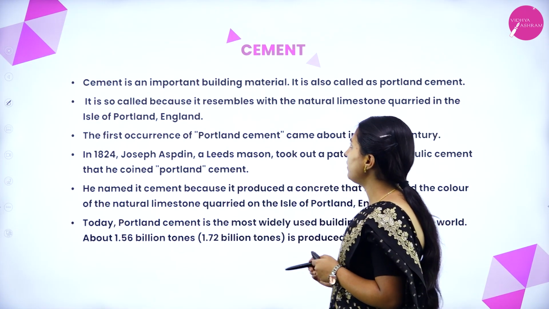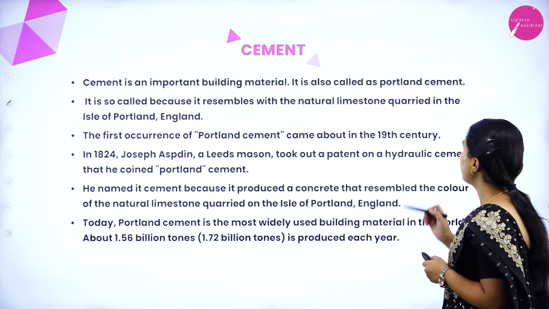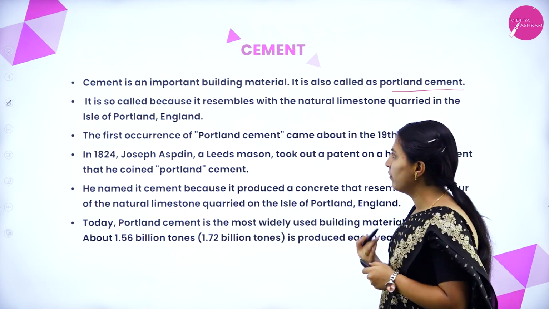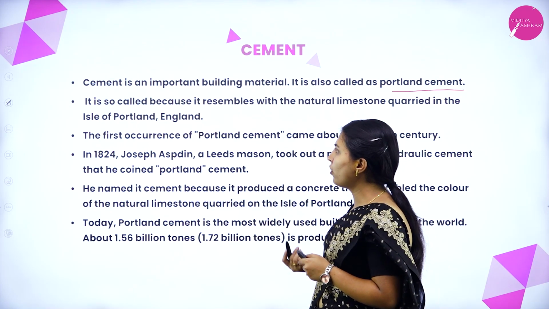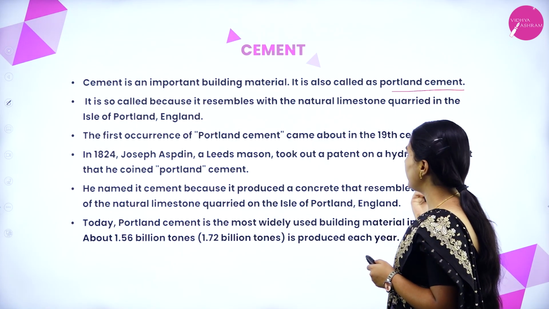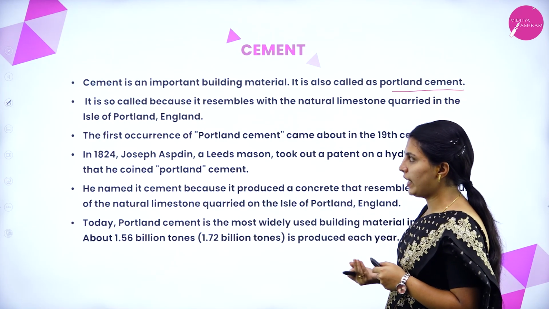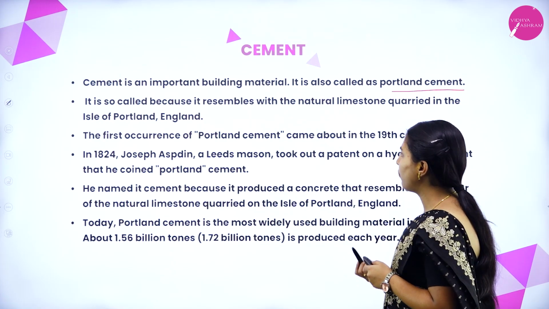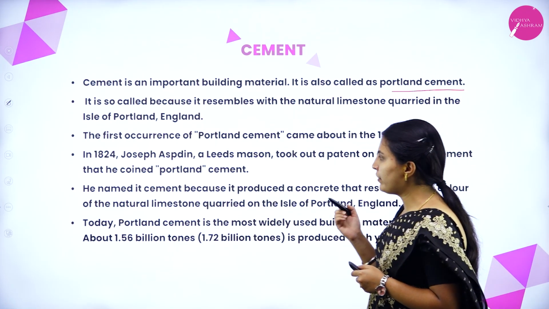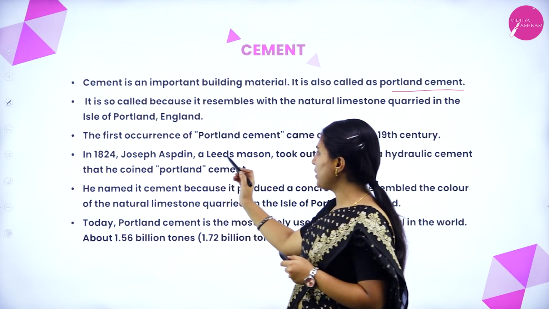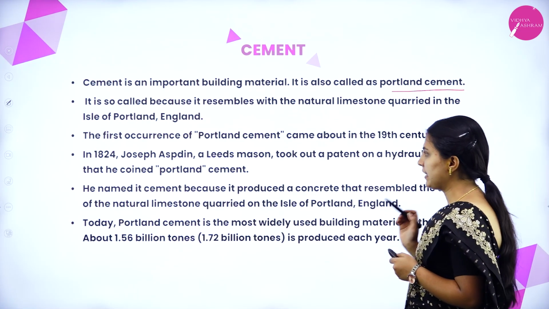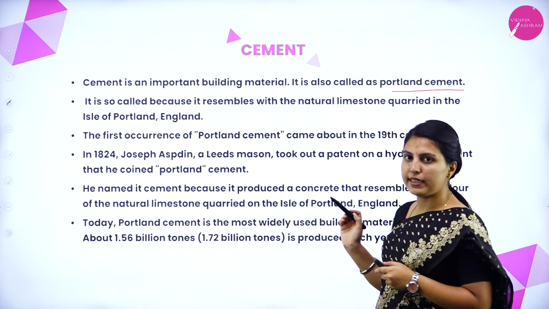Next is cement. Cement is an important building material. It is also called Portland cement. For construction of houses or buildings, we use this one. It is so called because it resembles the natural limestone quarried in the Isle of Portland, England. The first occurrence of Portland cement came about in the 19th century. In 1824, Joseph Aspdin, a Leeds mason, took out a patent on a hydraulic cement that he coined Portland cement.